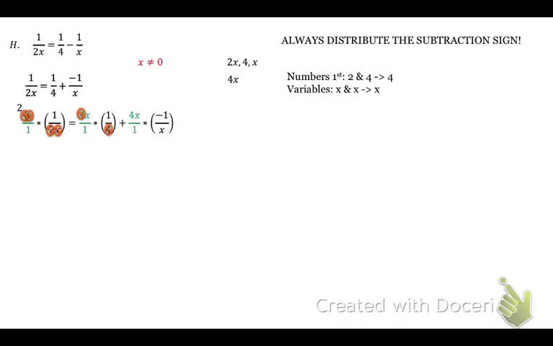That second one, the 4's cancel. The third one, the x's cancel. So I'm left with 2 times 1 equals x times 1 plus 4 times negative 1, which is 2 equals x minus 4. Add that 4 over, so x equals 6, which is not my restriction, so we're good.